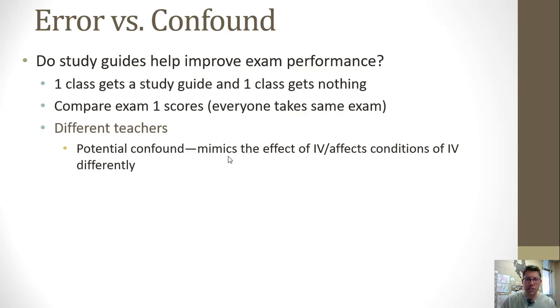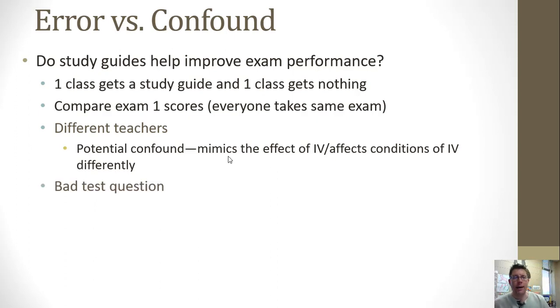If they had the worse teacher, that would not be mimicking the effects of the independent variable. It would actually be going against the independent variable. And in that case, it technically would not be a confound because it can't explain our results. So in order to be an actual confound, it's got to mimic the effect, remember.